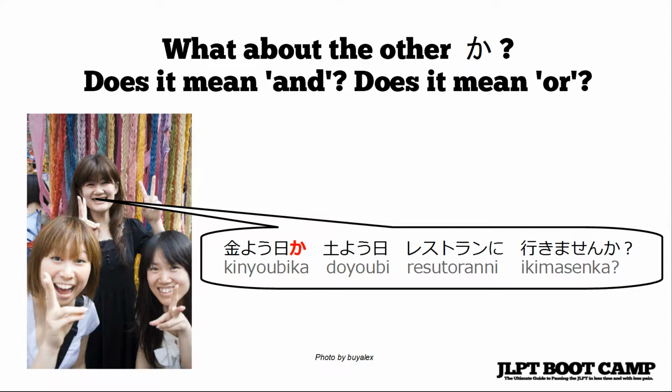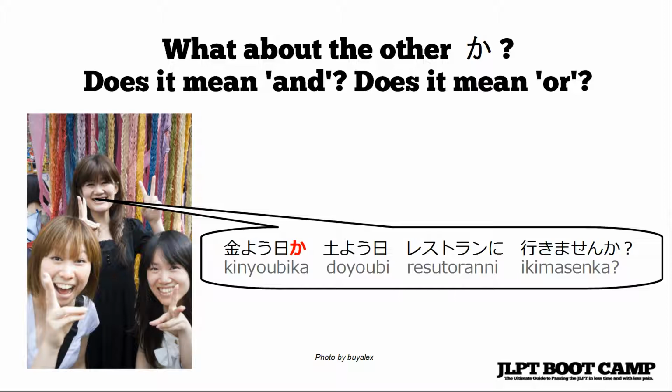Now, what about the other ka in the sentence? Again, like I translated before, kinyobi is Friday, doyobi Saturday, restaurant ni, to the restaurant, ikimasen ka, won't you come, won't you go to the restaurant? So does it mean Friday and Saturday, come to the restaurant with me? That doesn't really quite make sense. How about or? Friday or Saturday, won't you come to the restaurant with me? That makes a little bit more sense.